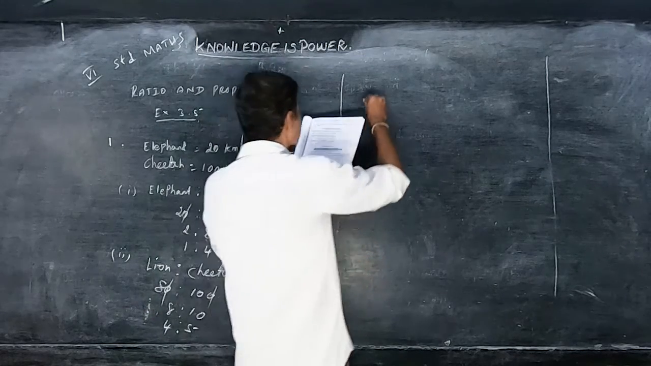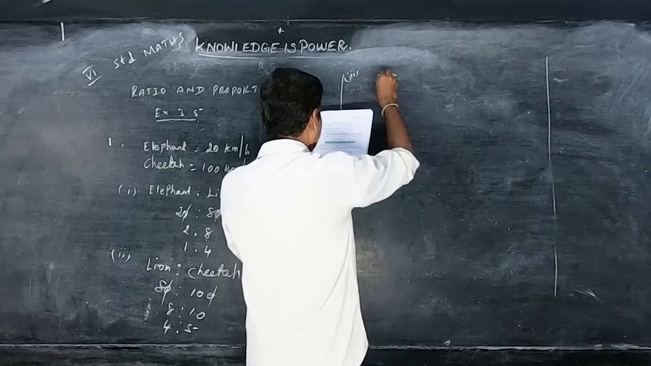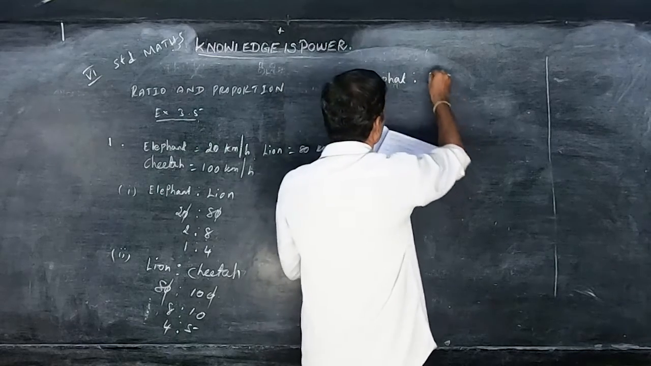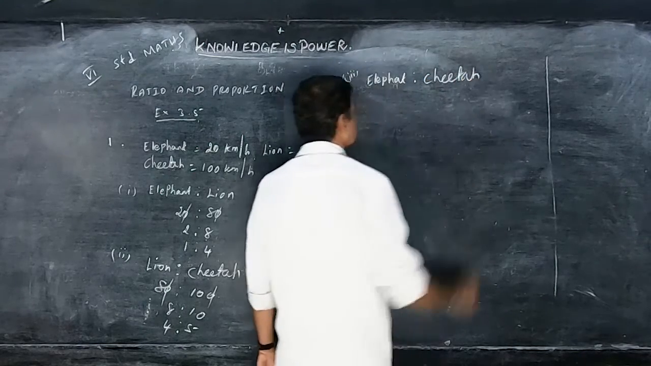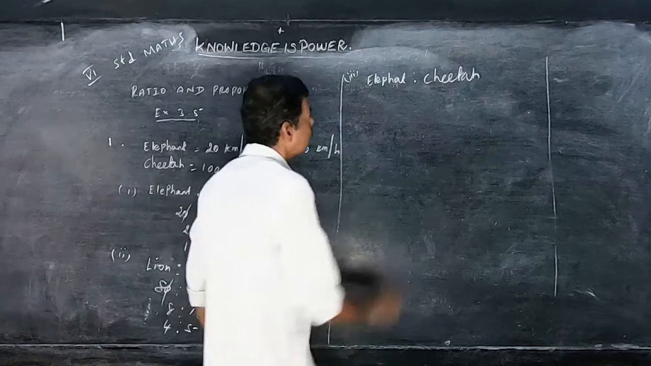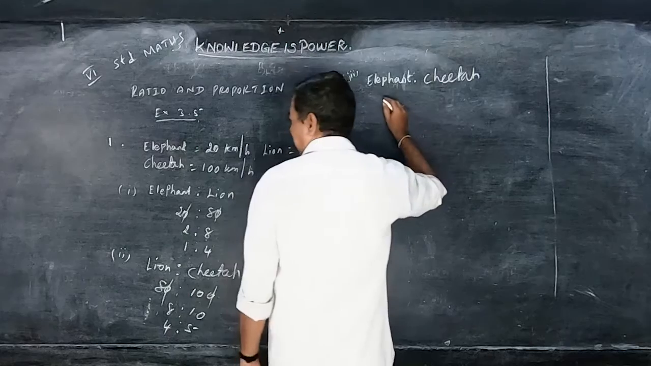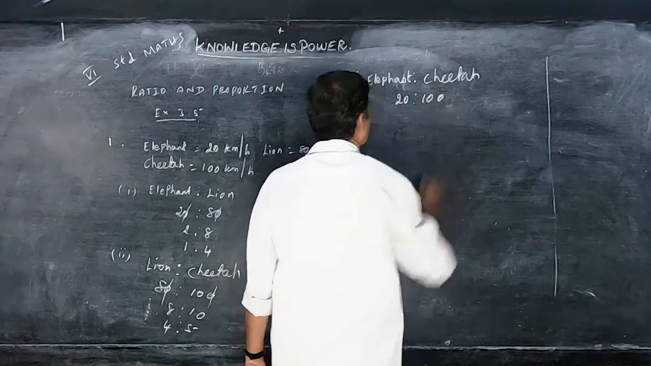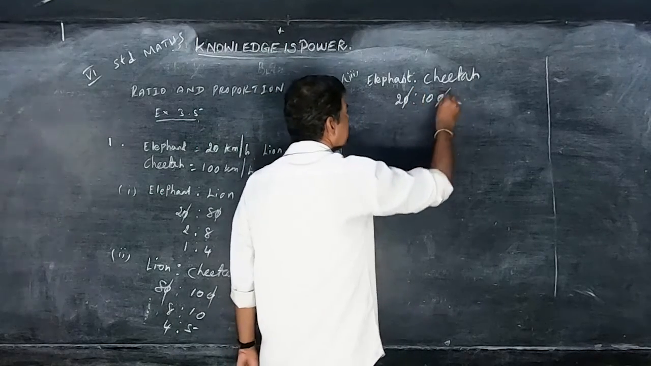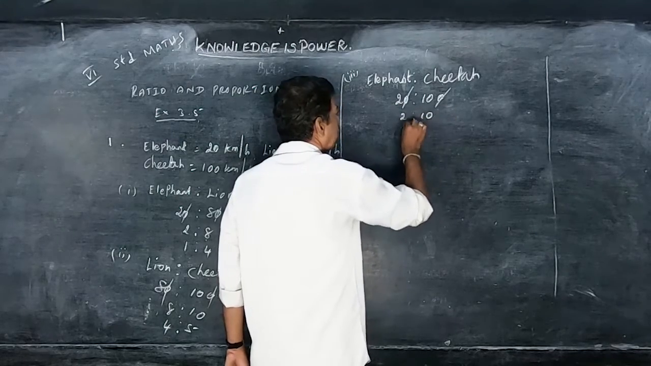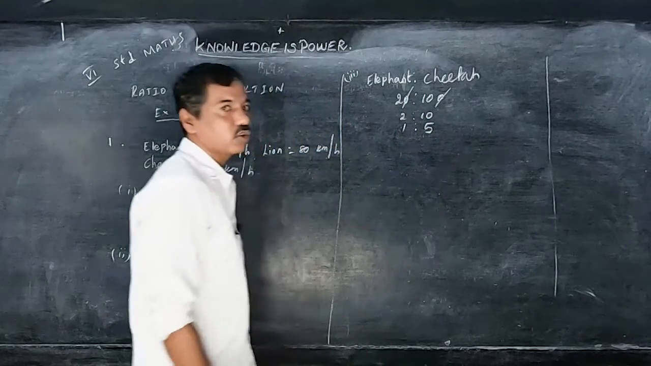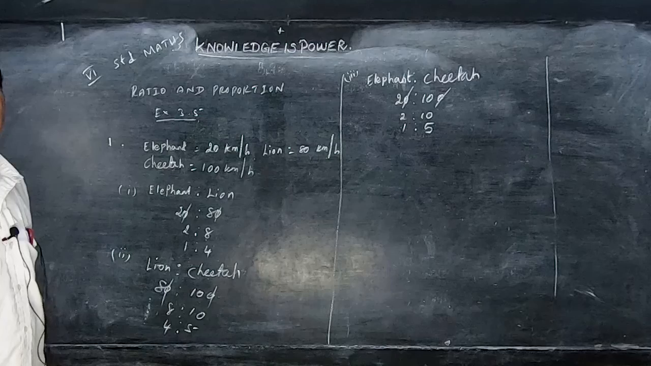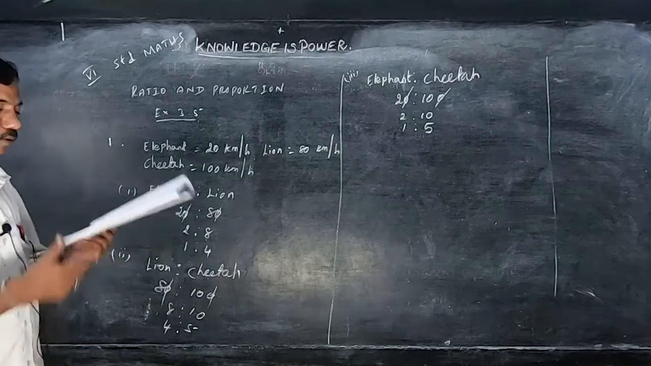In part 3, elephant is to cheetah. Elephant is 20, so 20 is to 100. As usual, the 0 will be skipped. 2 is to 10. 2 table 1 times, 2 table 5 times. So 1 is to 5. Can you understand that? Any doubt in this first question? Very, very easy to answer, you only have to listen to the concept.